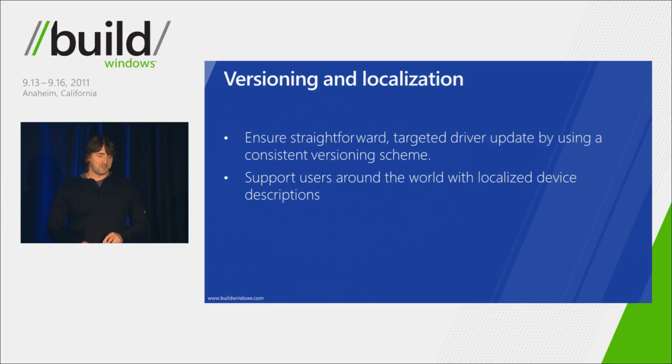Versioning and localization has always been an important scenario, and it's an important consideration to make when thinking about longer-term maintenance and update scenarios for your driver package. It's pretty easy to get this right. It can also be pretty easy to get this wrong. Make sure you use strong versioning schemes so that you know when to update and what to update on a regular basis. And on Windows 8, you can ensure straightforward targeted updates by using a consistent versioning scheme, and the Windows Update infrastructure will ensure that your driver package is delivered to systems with specific versions.